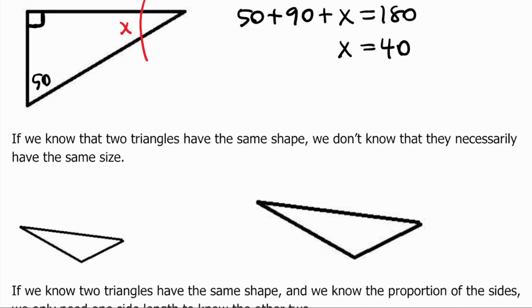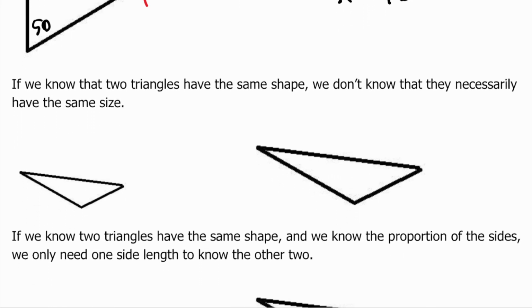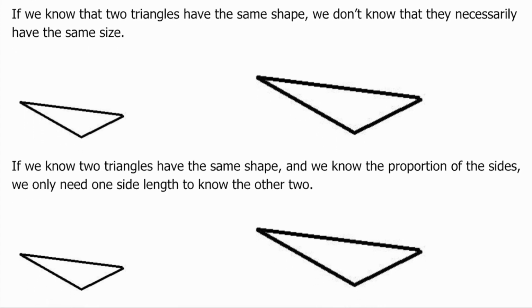And then next, if we know two triangles have the same shape, we don't know that they necessarily have the same size, right? We can see that these two things have the same shape, but not the same size. But if we did know that two triangles had the same shape, and we knew the proportion of the sides, we'd only need to know one side length to know the other two. So if we knew the size and shape of this one on the left, and we knew that these were similar triangles, and on the right this side had length 10, then we know that the second triangle is twice as big. So we would know that this one's 14 and this one would be 6.